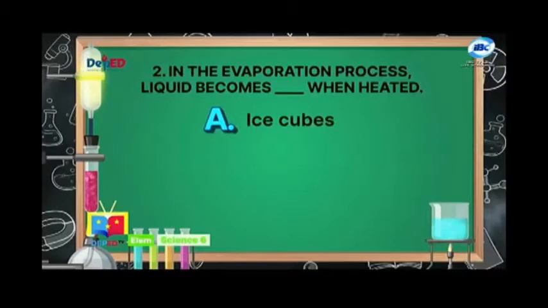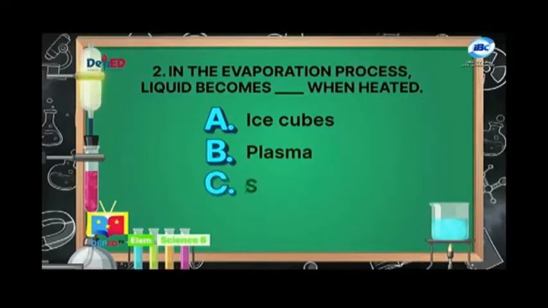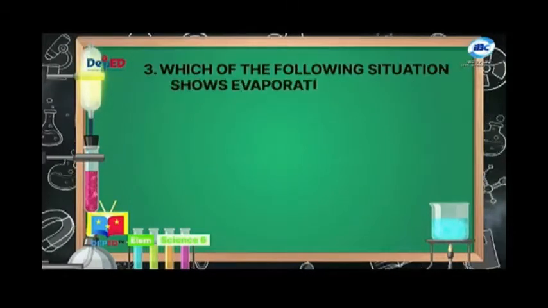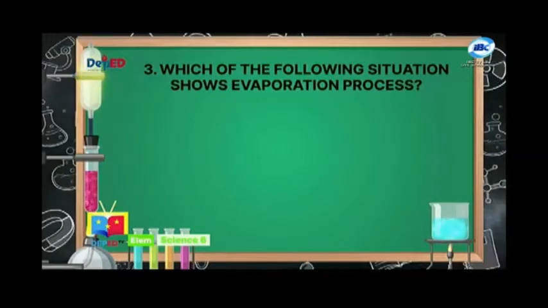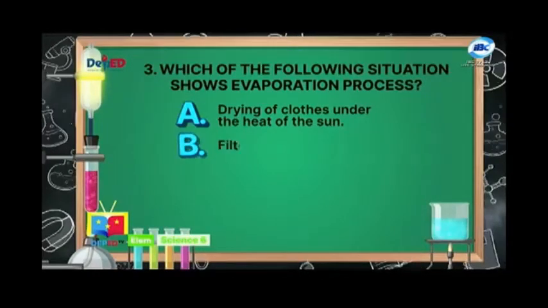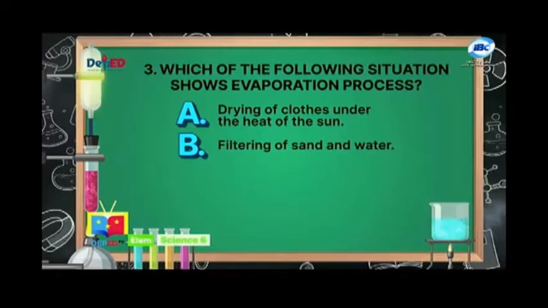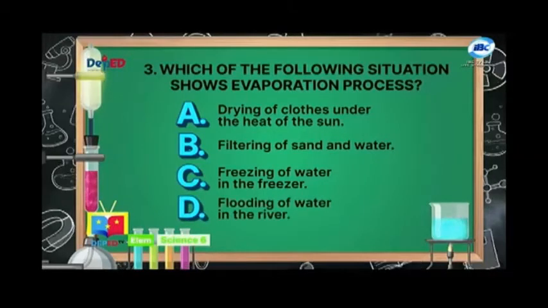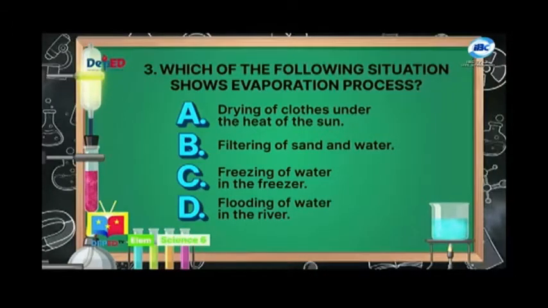Number 2. In the evaporation process, liquid becomes blank when heated. A. Ice cubes. B. Plasma. C. Solid. Or D. Vapor. The correct answer is letter D. Vapor. Number 3. Which of the following situations shows the evaporation process? A. Drying of clothes under the heat of the sun. B. Filtering of sand and water. C. Freezing of water in the freezer. Or D. Flooding of water in the river. The correct answer is A. Drying of clothes under the heat of the sun.